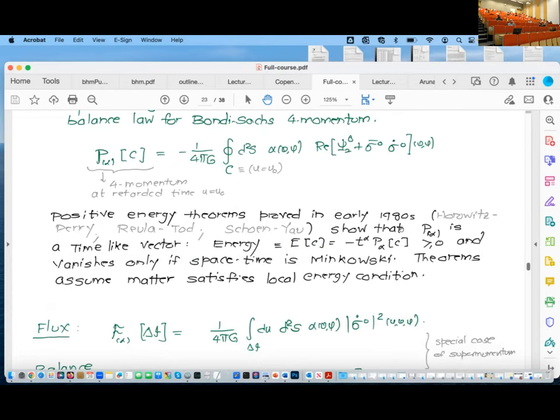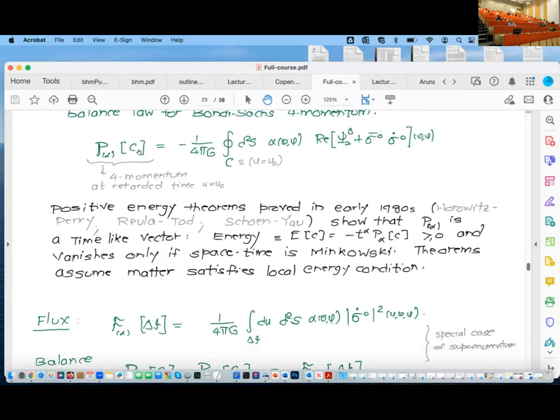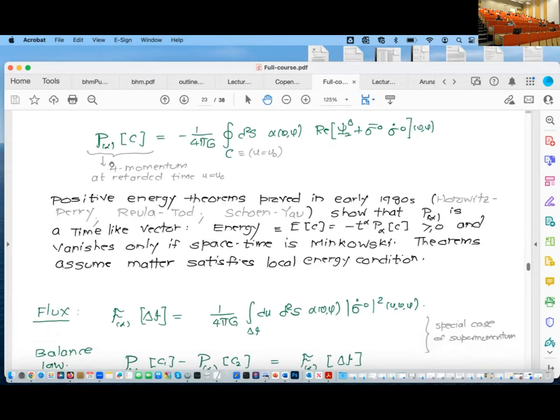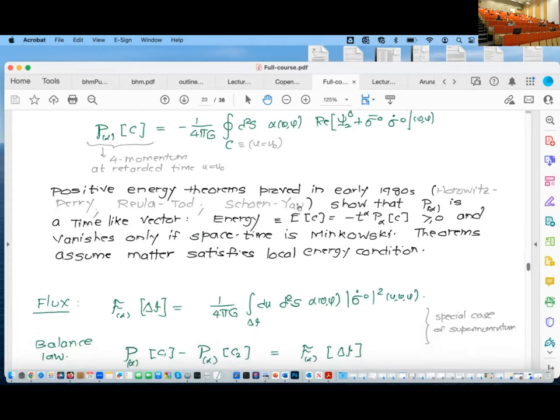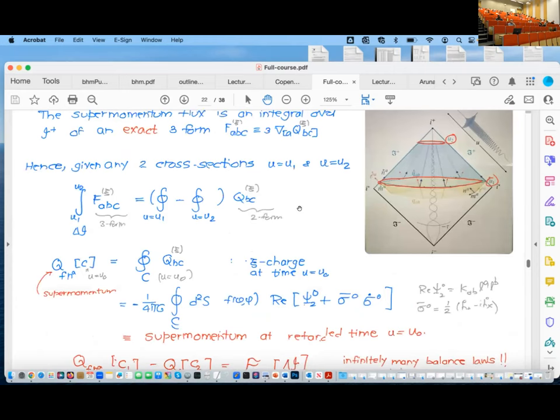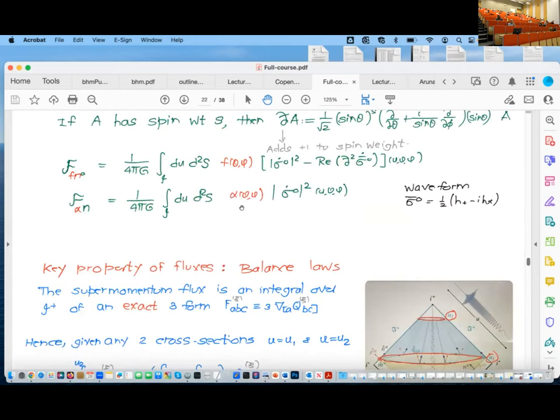And that shows that in fact this P alpha that I wrote down, for each translation alpha, gives me a number. Therefore, we can think of this as being a four-vector, or four co-vector, which assigns to each translation a number. And these theorems say then that the energy momentum four-vector is actually time-like. These theorems, of course, assume that in the interior of space-time, the matter that you may have satisfies local energy conditions.